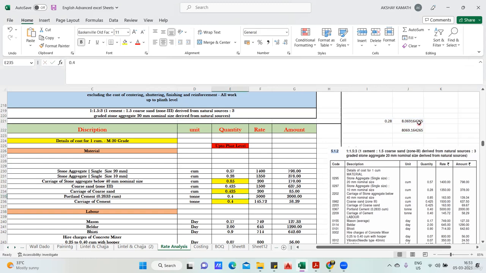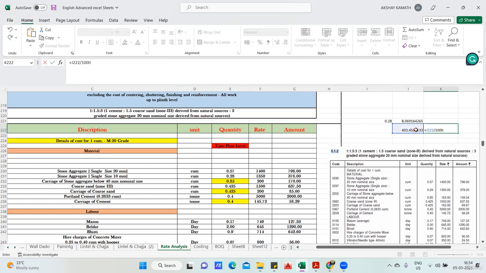Okay. Wait, I think I've done a small mistake. Anyhow, see, 0.28 we got. So this is the number of bags I got. 8.06 is the number of bags what I got. So what I'll do? 8.06 multiplied by 50. Yeah. 403 kg I got, but I want the answer in tons. So whatever answer I got, I'll divide it by 1000. So now I'll get it in tons. So it is 0.40. The same thing you can see here. 0.40 is what they have written.